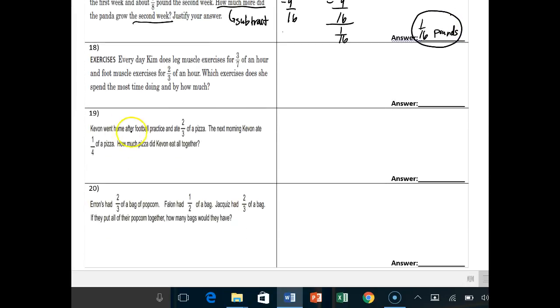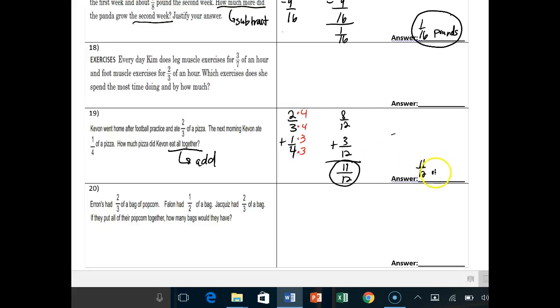Number 19. Kavan went home after football practice, ate 2/3 of a pizza. The next morning, Kavan ate 1/4 of a pizza. How much pizza did he eat altogether? The phrase altogether tells us we need to add. Alright, so I'll say 2/3 plus 1/4. There is no common denominator outside of 12 that I can think of that's smaller, so I'll say times 4 times 4, times 3 times 3. That will give me 8/12 plus 3/12. Add it up, 8 plus 3 is 11. Keep the 12. That is fully simplified, that's not improper. So I can say 11/12, but of what? 11/12 of a pizza.